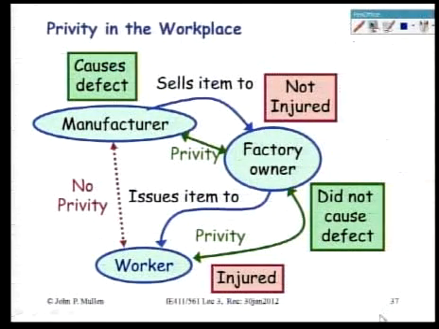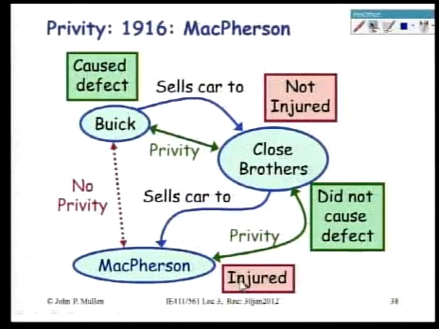McPherson comes along, and this is exactly the same situation. Here's McPherson, he's injured, he has privity with the Close brothers, but they didn't cause the defect. Close brothers aren't injured, they can't sue Buick, which caused the defect. There's no privity in here, so McPherson can't sue Buick. But he's a McPherson. He's not going to let that stop him. Besides, he's disabled. He's got lots of time on his hands. So what else are you going to do, right?